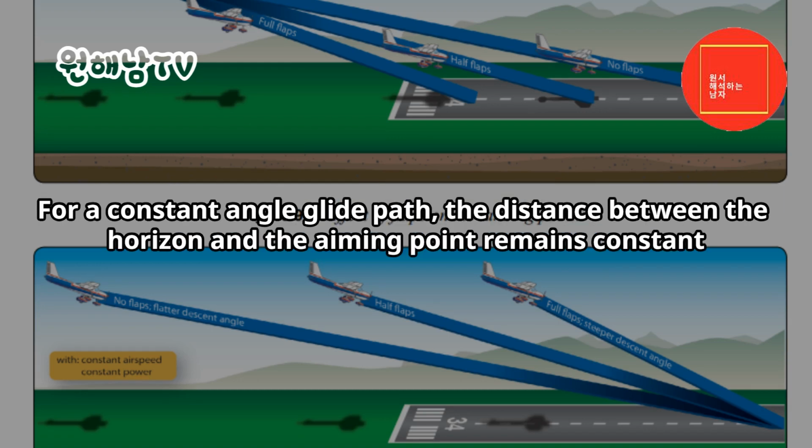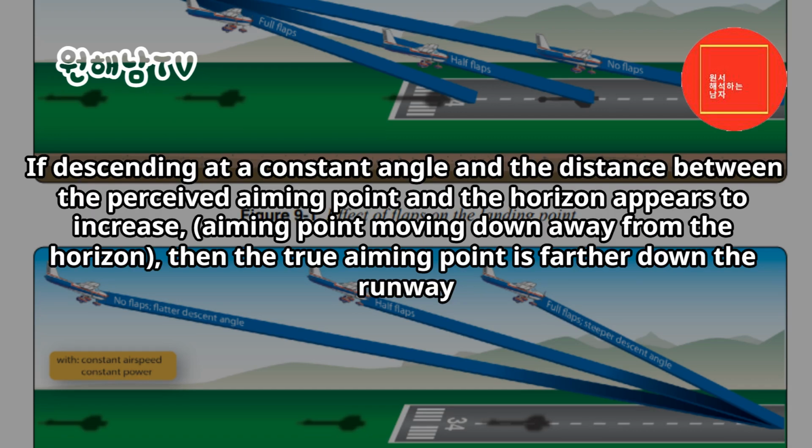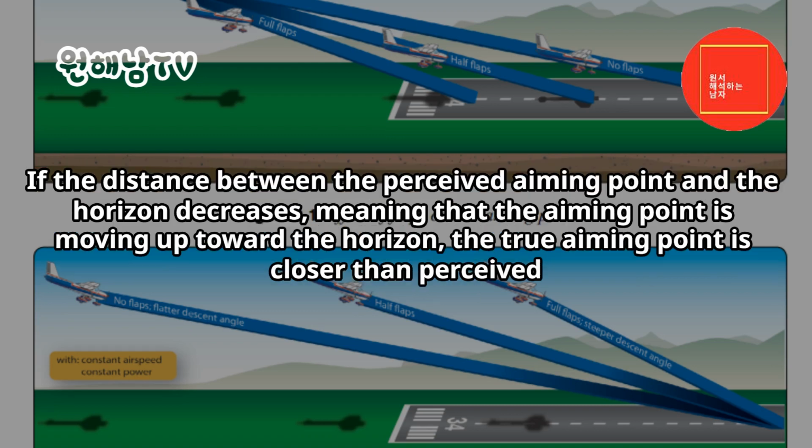For a constant angle glide path, the distance between the horizon and the aiming point remains constant. If descending at a constant angle and the distance between the perceived aiming point and the horizon appears to increase, the aiming point moving down away from the horizon, then the true aiming point is farther down the runway. If the distance between the perceived aiming point and the horizon decreases, meaning that the aiming point is moving up toward the horizon, the true aiming point is closer than perceived.